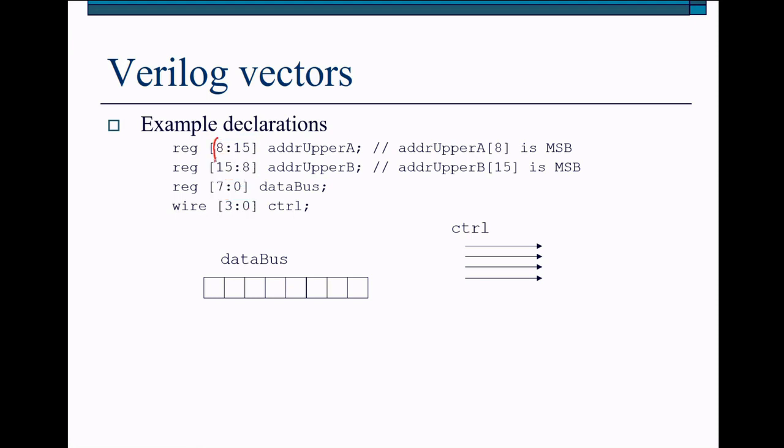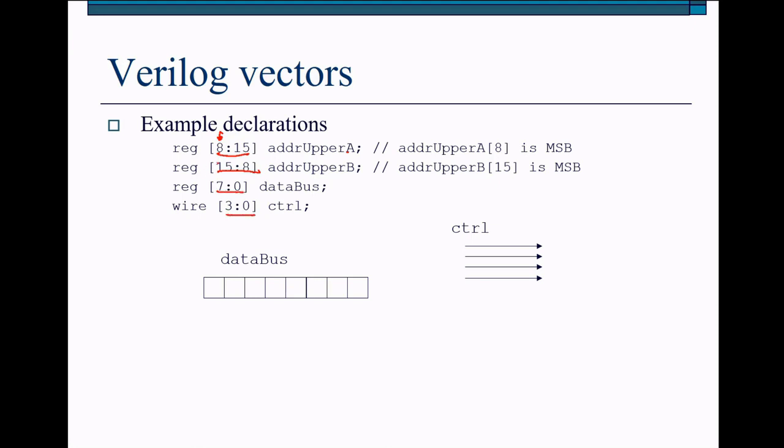And the first integer is used to indicate the most significant position. So for our first declaration, address upper A, the bit position 8 is the most significant bit. The first integer indicates the most significant bit position. In this example, 15 is the most significant bit position. In this example, 7, and in this example, 3.